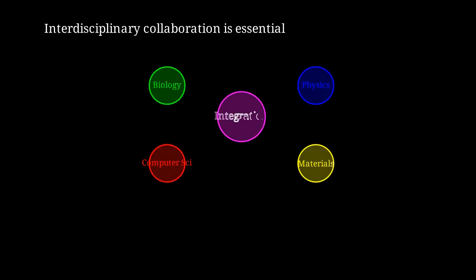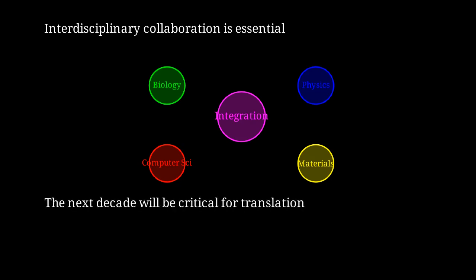Success requires integrating insights from biology, physics, computer science, and material science. The intersection of these fields is where nanorobot swarms will become reality. The next decade is critical. Laboratory demonstrations must transition to in vivo validation, then clinical trials. Regulatory frameworks need development. Manufacturing must scale up.